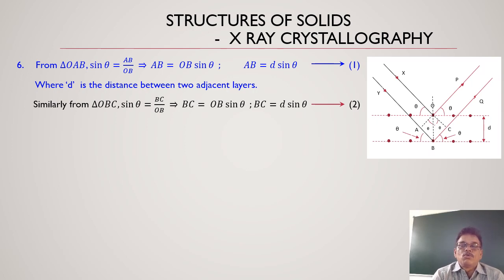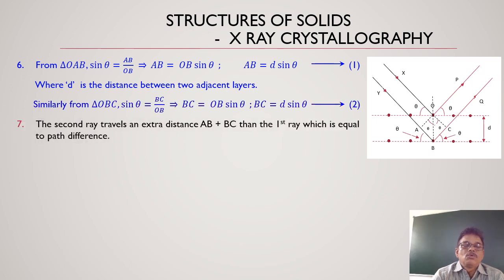Similarly, from OBC triangle, again sin theta is equal to BC, that is opposite side length, by OB, hypotenuse. Therefore, BC is equal to OB sin theta, and OB is equal to D. Therefore, BC is equal to D sin theta. Say this is equation 2.